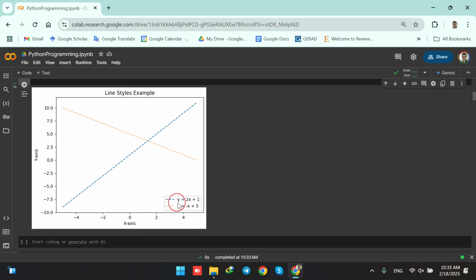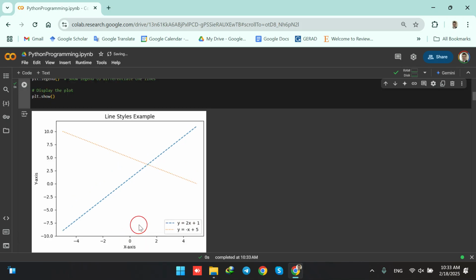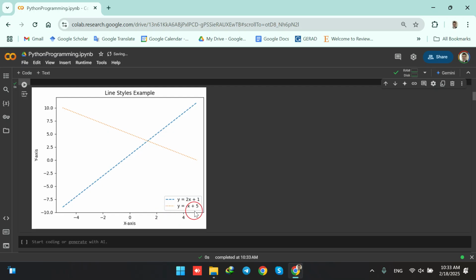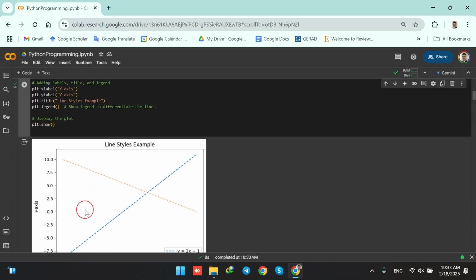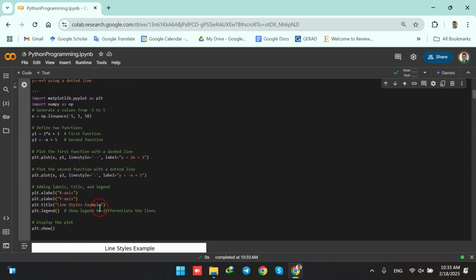Okay, so based on this legend, we see that the blue dashed line is for y equals 2x plus 1. Then the dotted line is for y equals minus x plus 5. So this is how we can have the functions being shown in lines but different styles.